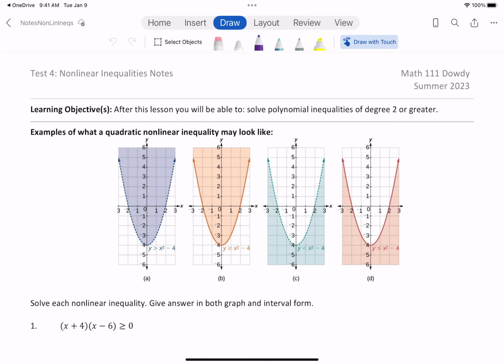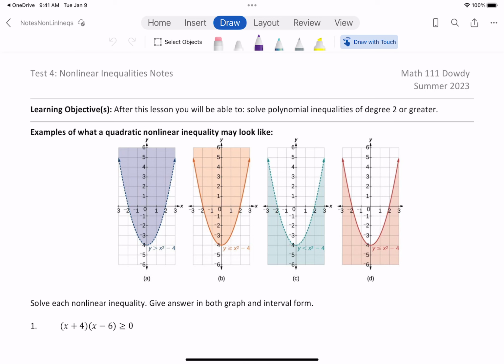Alright, welcome to the last lecture for Test 4. And first of all, don't freak out when you see these graphs on here because this is just an illustration. What we're going to do isn't this bad. We're going to look at solving quadratic nonlinear inequalities. And the last one we look at will actually be a cubic.